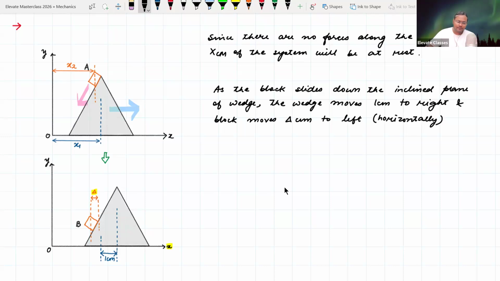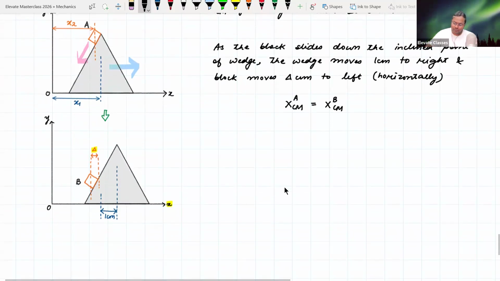Now we do the calculations. The initial center of mass when the block was at A is going to be exactly equal to the final center of mass when the block is at B. So what happens here? Initially the position of the wedge is 5 kg times x1 and the position of the block is 1 kg times x2, divided by 5 plus 1 initially.